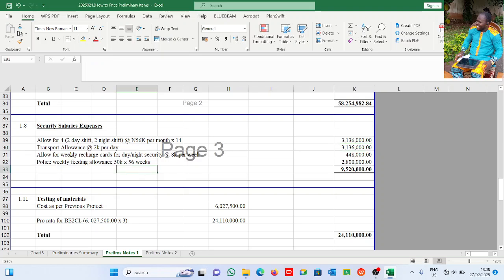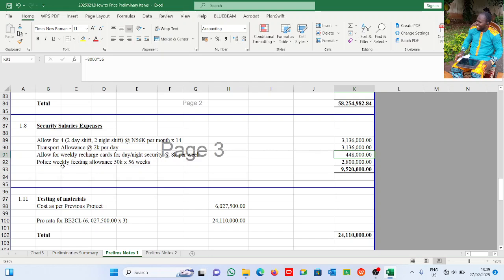All right, now of course as they are there, they need to make calls in terms of emergency. They need to call the PM, call the CM, call whoever they want to call. So giving them recharge cards, you have to take that into consideration also. 8k per week, that is 2k for each person. All right, so 8,000 for 56 weeks.